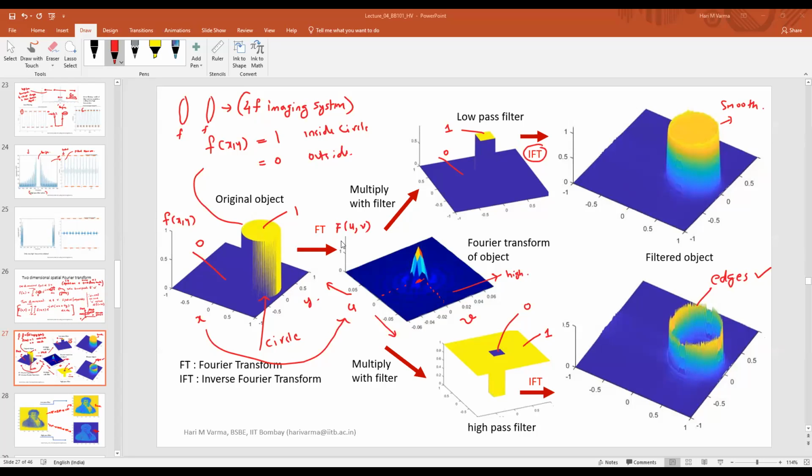So here, the Fourier transform is nothing but f tilde of u, v, where u corresponds to the Fourier variable corresponding to x, just like t and omega. Similarly, v corresponds to y. And then you do the filter, and different features can be extracted.